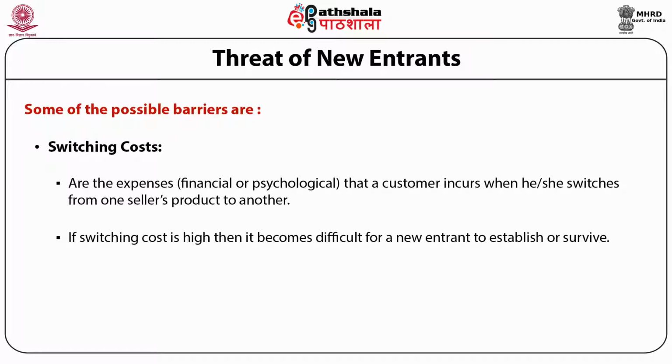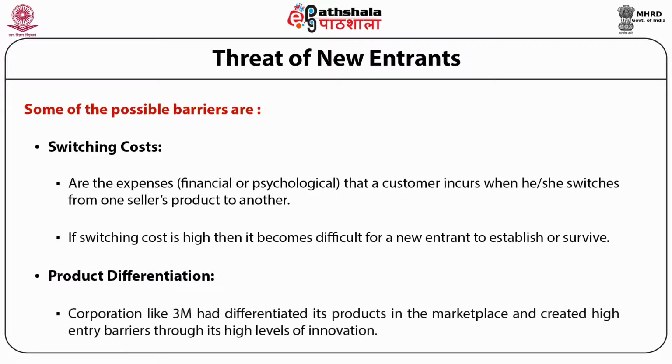Product differentiation. A corporation like 3M, which is known as the global innovation company, has differentiated its product in the marketplace and created a high entry barrier through its high level of innovation. The people at 3M capture the spark of new ideas and transfer them into thousands of indigenous products and practical applications that help make people's lives better. 3M's office business is home to some of the world's best brands like Post-it and Scotch, etc.